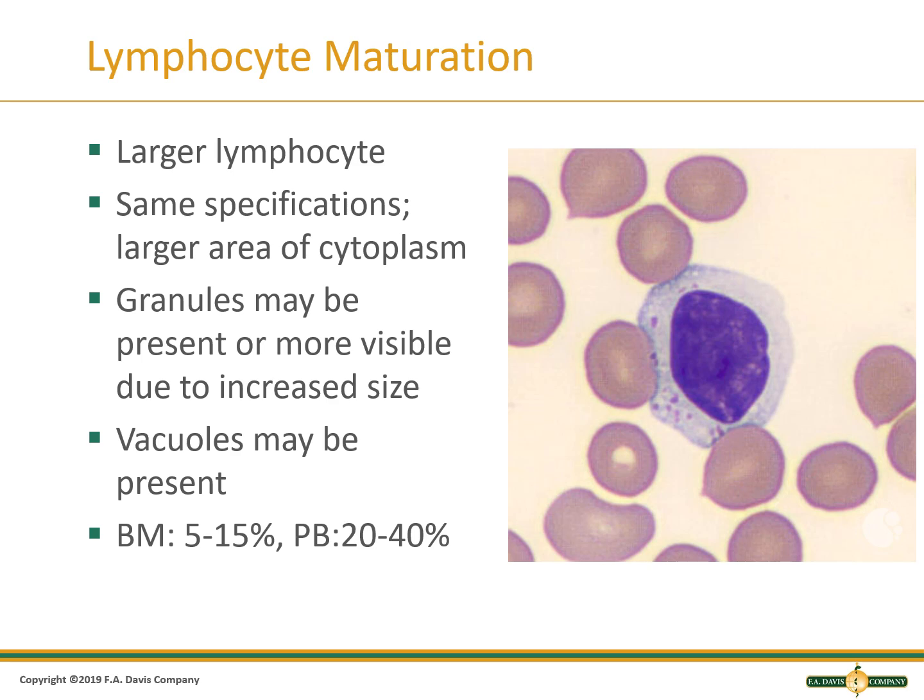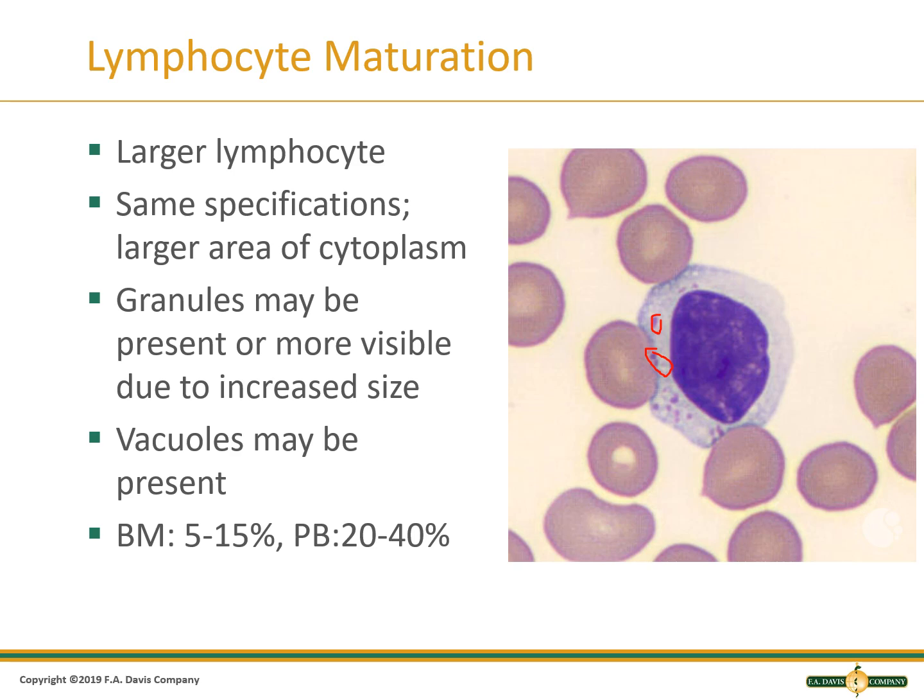Here is an image of a larger lymphocyte. It's got the same specifications as the smaller one. You can just see that there's a much larger area of cytoplasm. Because you can see the cytoplasm better, you can see that there are granules here, lots of them here. It's just more apparent due to the increased size.